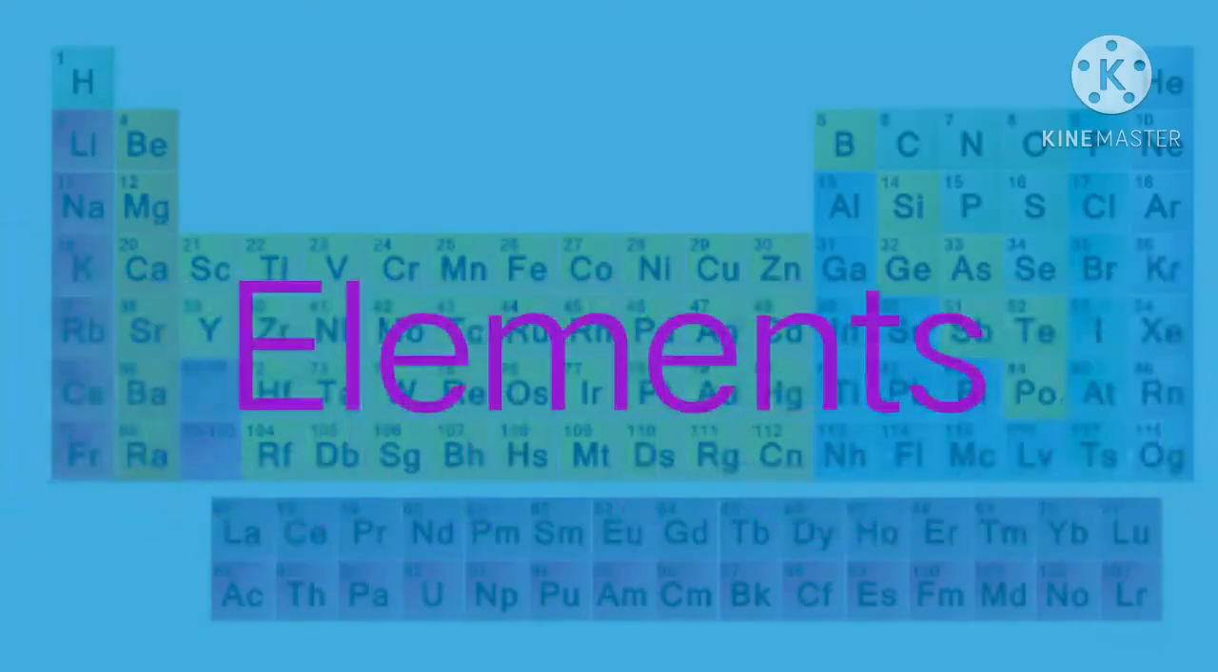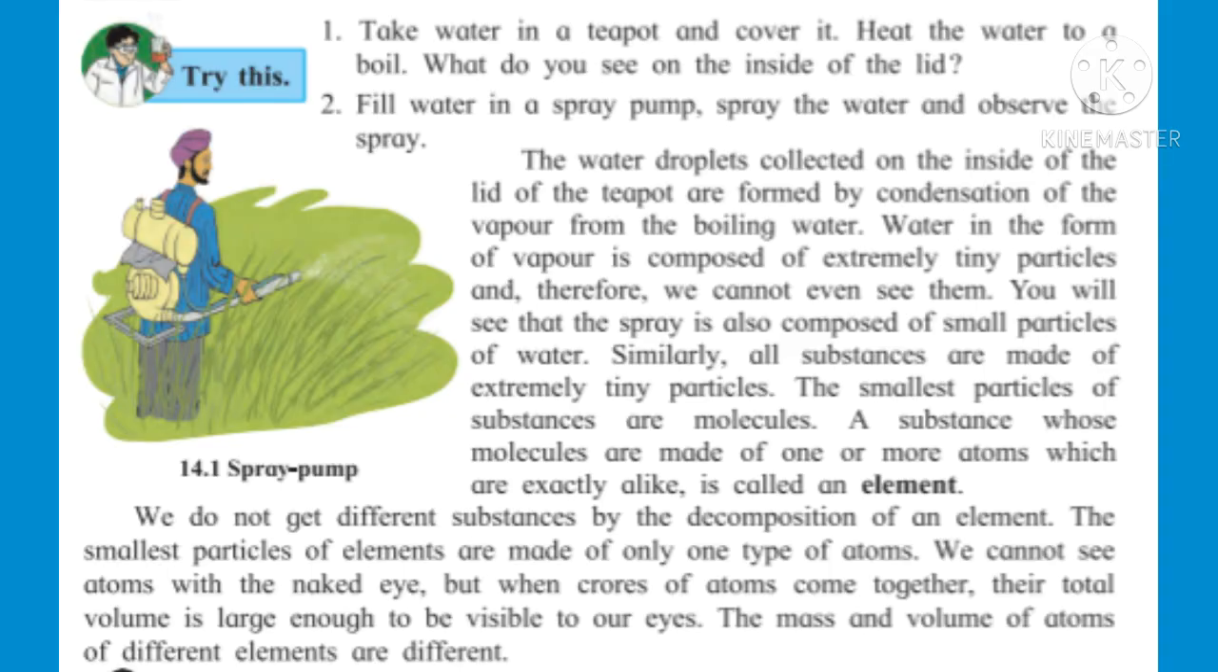Now let's study about elements. Try this. First, take water in a teapot and cover it. Heat the water to a boil. What do you see on the inside of the lid? See, the water droplets collected on the inside of the lid of the teapot are formed by condensation of the vapor from the boiling water.